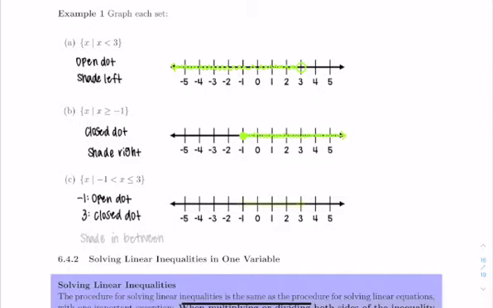Because our x is in between our two boundaries, we're going to shade in between. So go to -1, we have our open circle, and go to 3, where we're going to have our closed circle, and then we are going to shade in between.